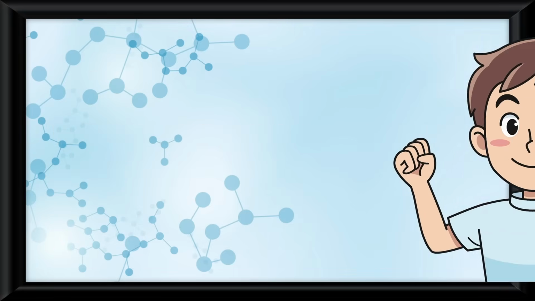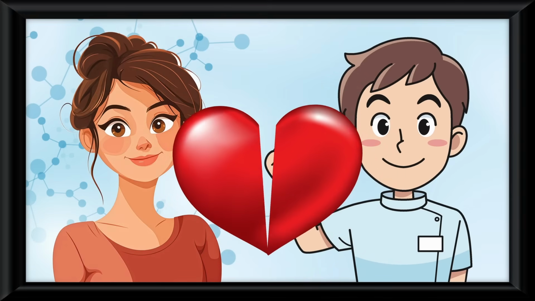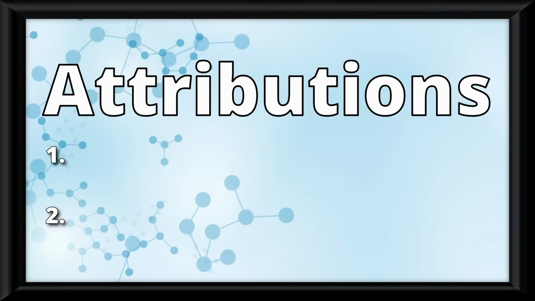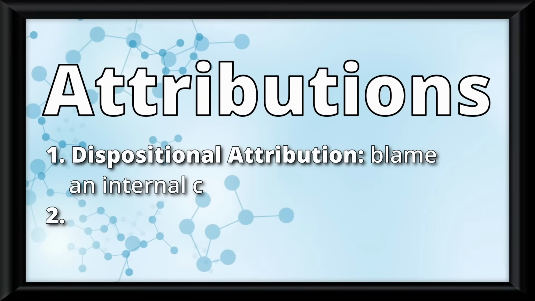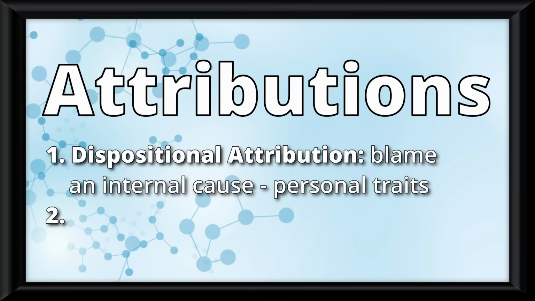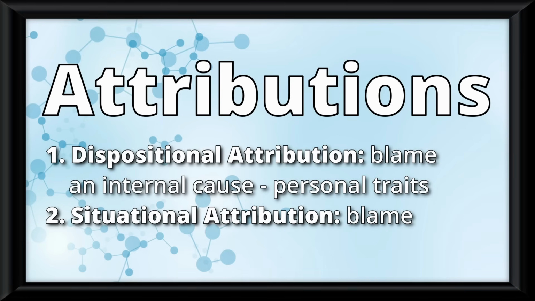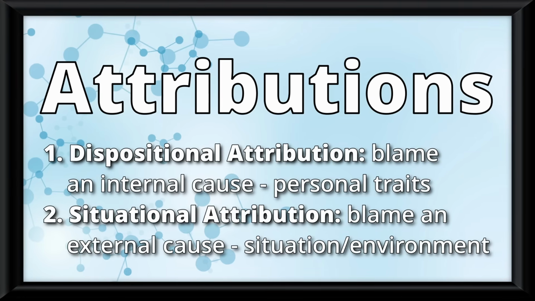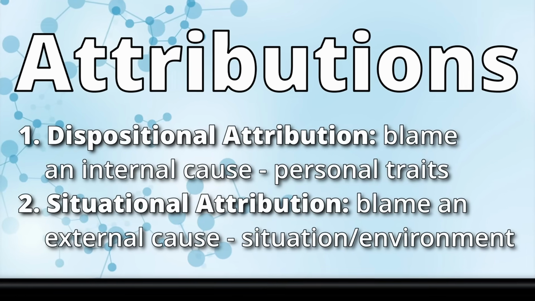Let's say, first, you're a guy, and you just totally bombed a confession in front of a cute girl. The two basic attributions you could use to explain your failure of behavior are dispositional attribution, meaning you blame an internal cause such as your personal traits, and situational attribution, meaning you blame an external cause like the situation and environment. But those attributions are just single explanations in the moment.